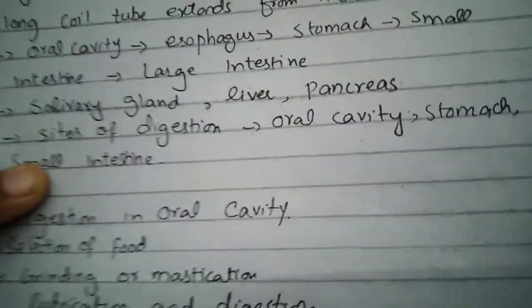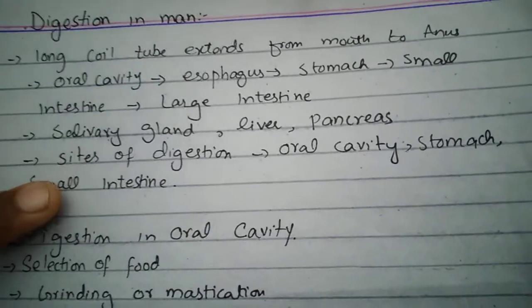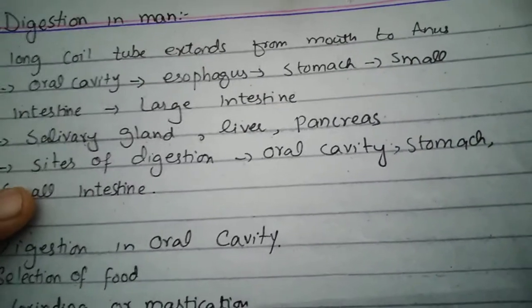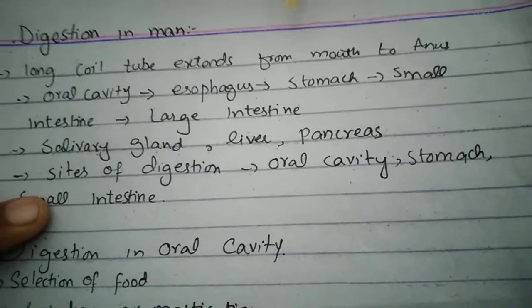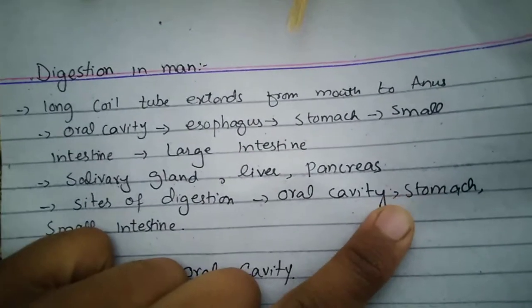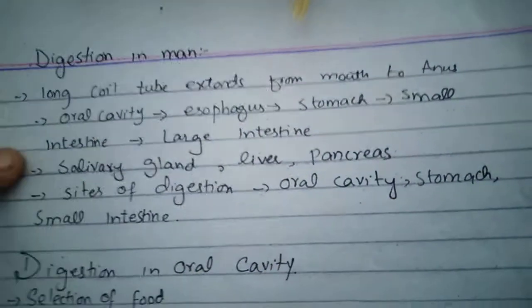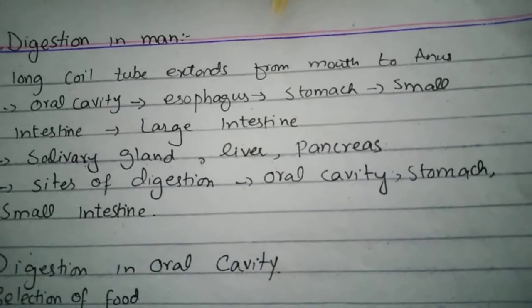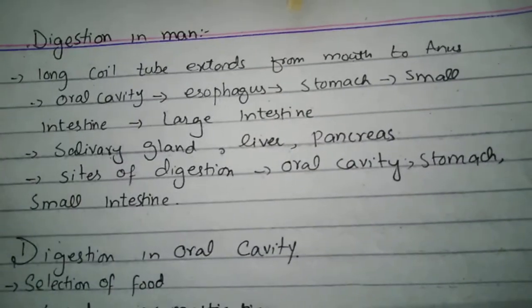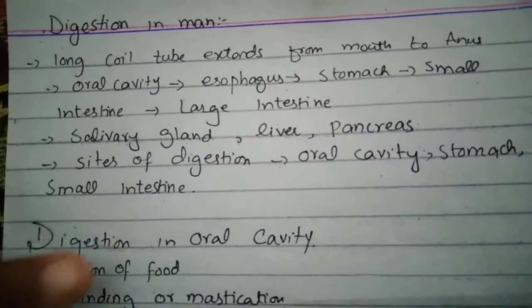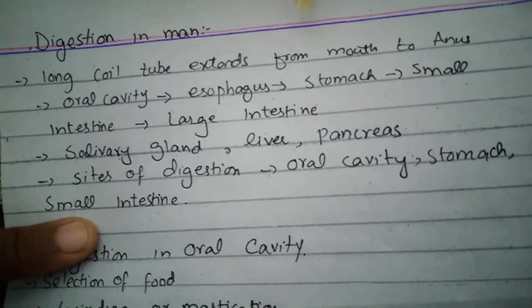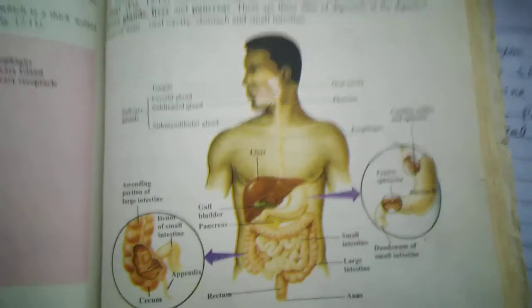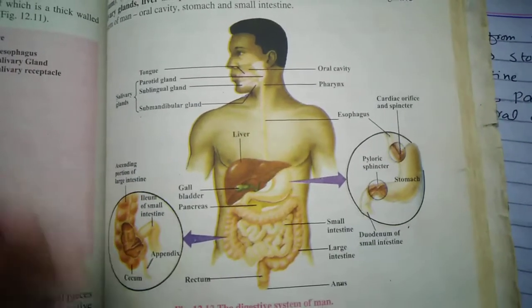Mainly the sites of digestion in the human are the oral cavity or mouth. In the oral cavity, ptyalin is released, which is involved in the breakdown of starch. The stomach has HCl and pepsinogen, which are helpful in killing microbes as well as the digestion of protein. The small intestine is involved in the digestion of food, and it is also involved in the absorption of food. Here you can see the diagram of the human digestive system.